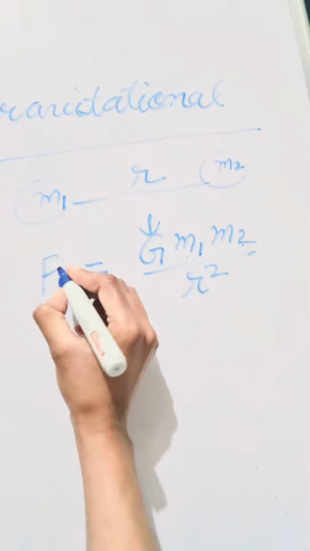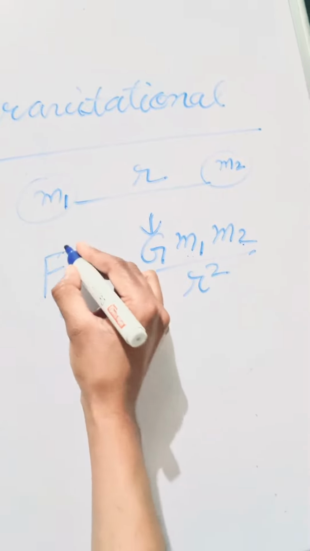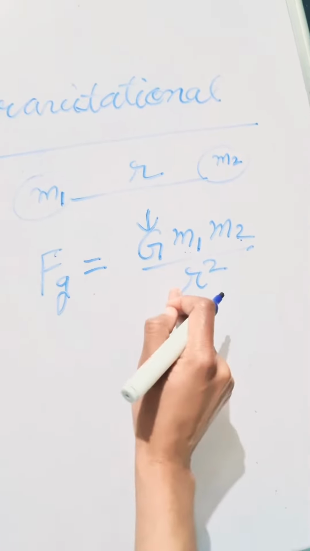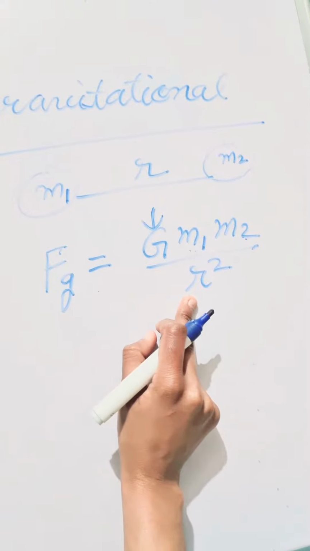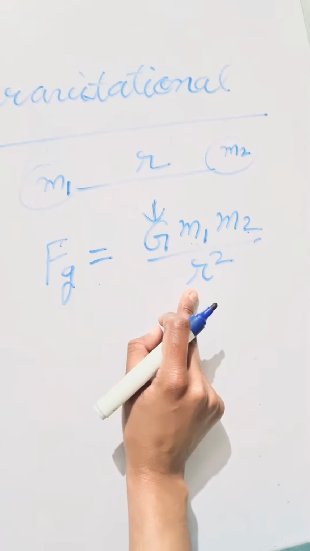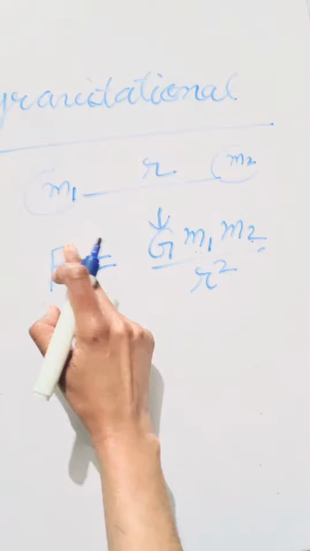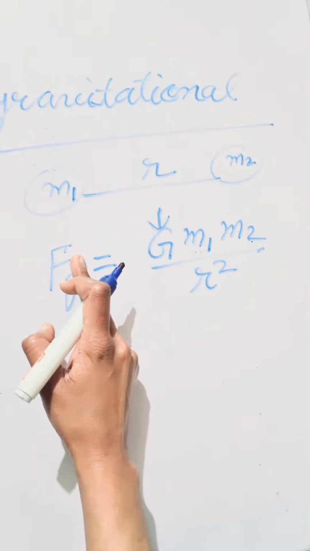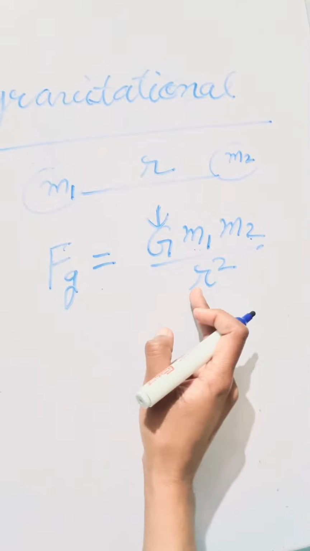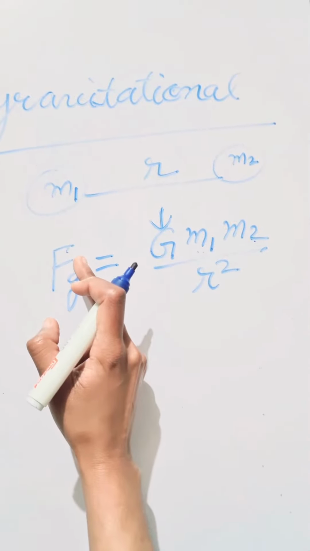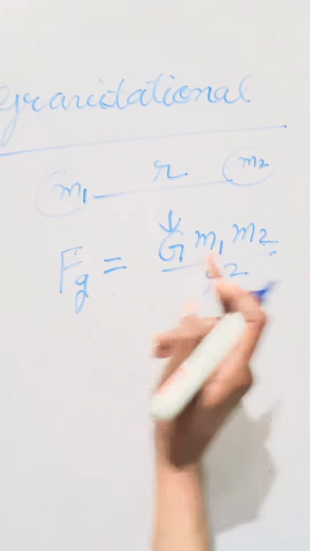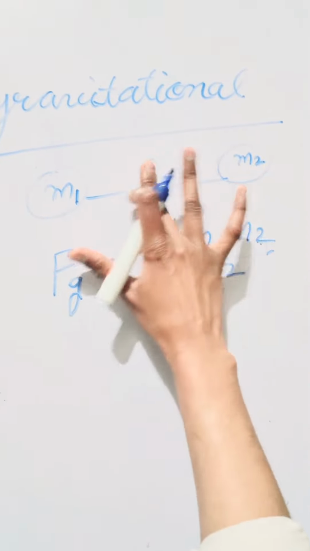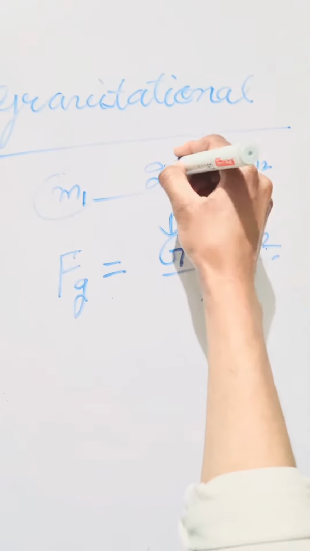From the formula, force is inversely proportional to the square of the distance between two bodies. So if we increase the distance, gravitational force decreases. If we decrease the distance, gravitational force increases. If we double the distance, suppose here r becomes 2r.